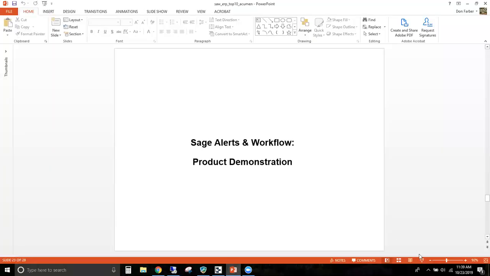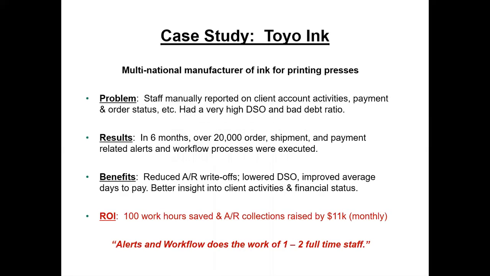Let me jump back into my PowerPoint with a few final slides, which is good because I fear that my voice is going. I want to take a moment just to talk about one particular client by the name of Toyo Inc. They are using Sage Alerts and Workflow to monitor everything within their ERP system. They're sending out order confirmations, invoices, all sorts of alerts about low stock, etc.